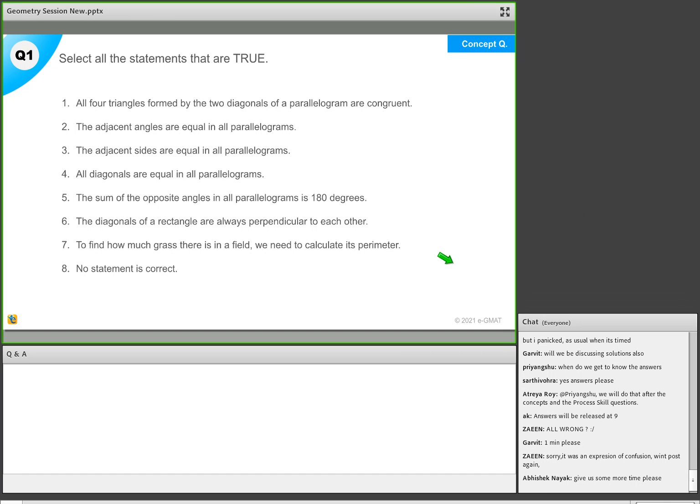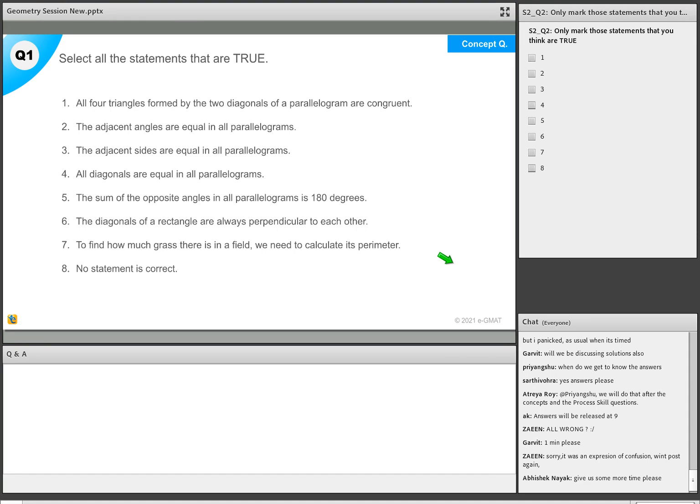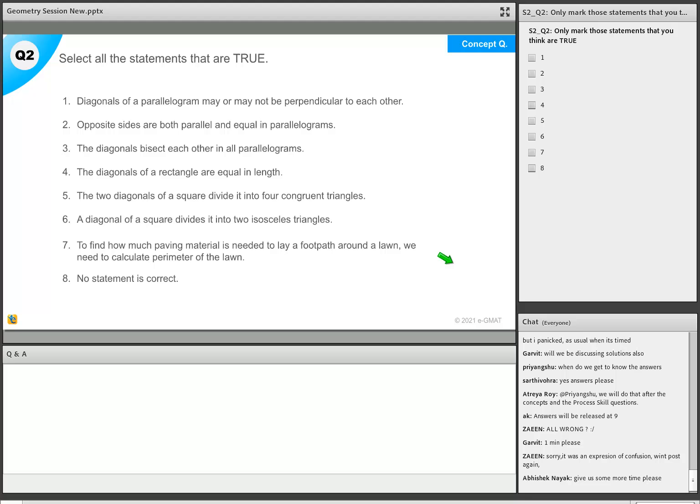I'll give you another poll because we have another 8 statements, and I want you to perform the same activity that you have done over here. So question number 2, again, mark all the statements that are true. The poll that you're seeing on your screen is multi-select, so you can select more than one answer as well.